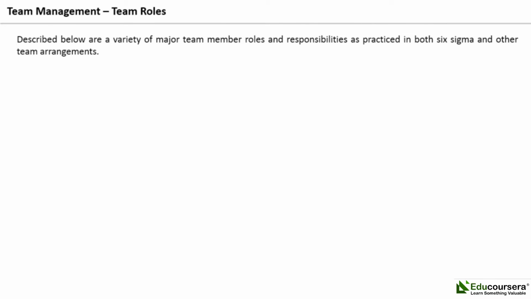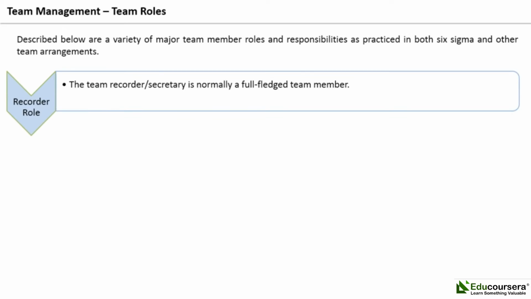Described below are a variety of major team member roles and responsibilities as practiced in both Six Sigma and other team arrangements. The recorder role. The team recorder, secretary, is normally a full-fledged team member. The recorder maintains the team's minutes and agendas. Often selected by team members, the recorder also coordinates the preparation of letters, reports, and other documents. Often this duty is rotated among team members.